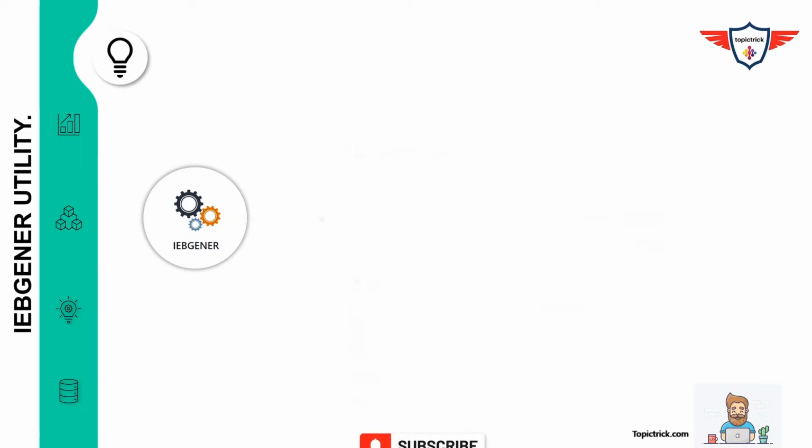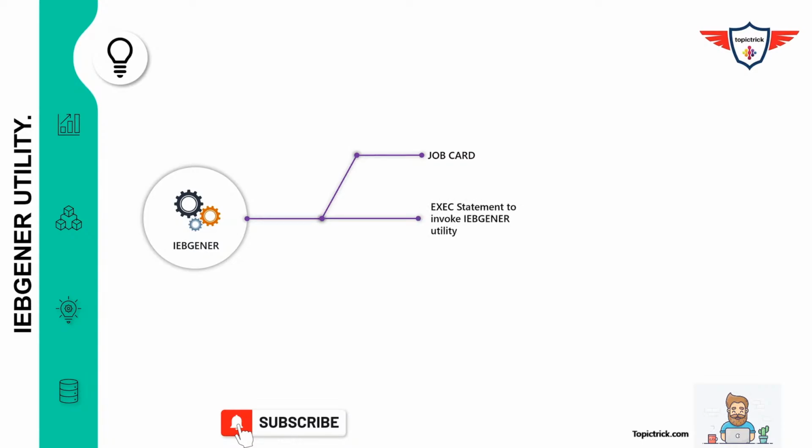Now let's try to understand what are the different steps you need in a JCL and how you can invoke the IEBGENER utility with the help of a batch job. In order to execute an IEBGENER utility from a batch job, you need three kinds of control statements. First one is a job card, which would provide all the information related to your shop. Then you need an execute statement to invoke the IEBGENER utility.